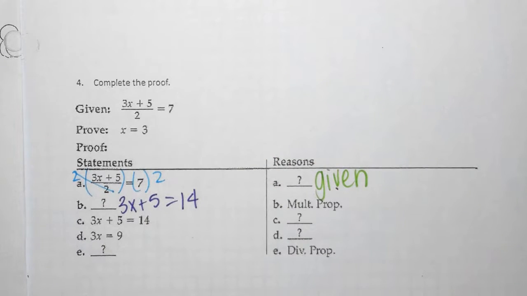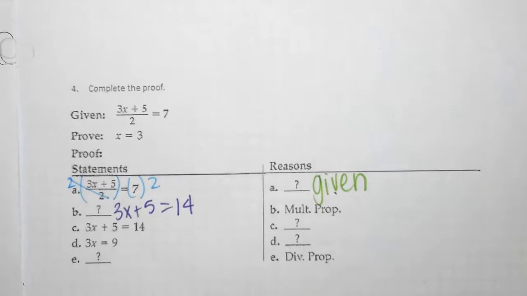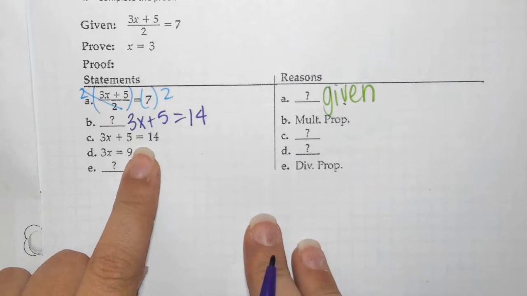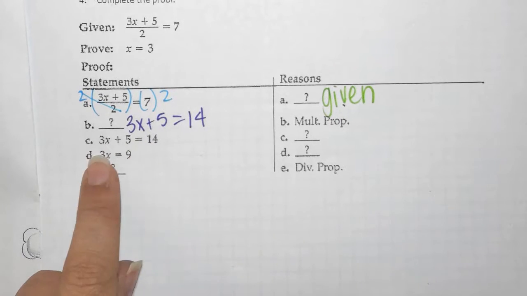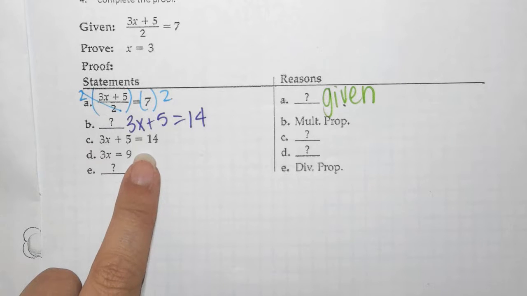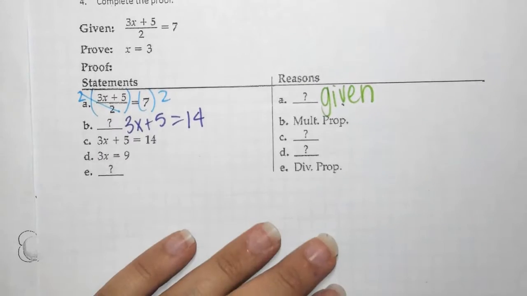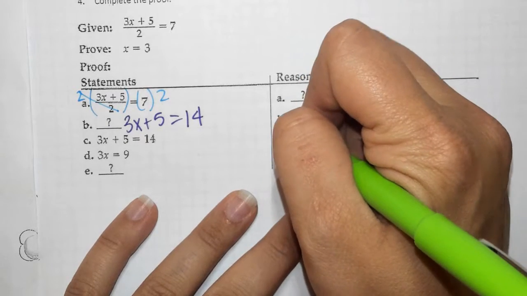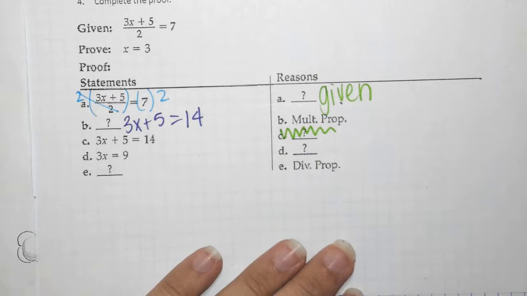Fantastic. Now, does everybody see where we got the 3x plus 5 from? Does everybody see where we got the 14 from? Fantastic. All right. Now, what did they do on this next step? Subtracted 5. No, that's like they gave it again. Yes, they did it again, right? So let's write given. Yeah, we could use reflexive.